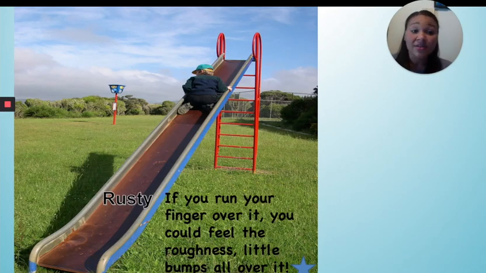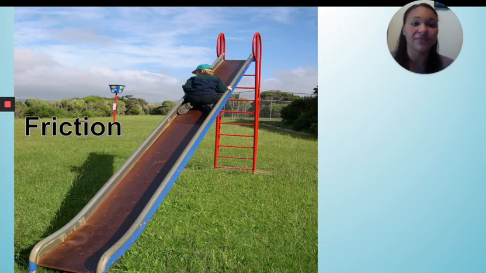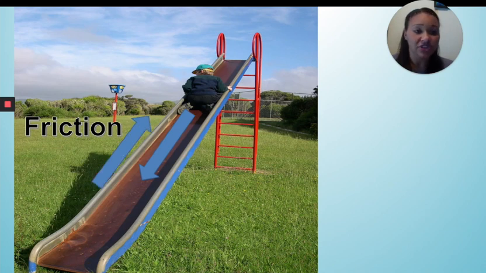But there are other slides that are made of different materials. Take this rusty old slide for an example. If you were to run your finger over it, you could feel all the roughness. It's these little bumps that are all over the slide. These little bumps cause friction. Friction, as you slide down the slide, your jeans and the material rub against each other. And the slide material pushes back against you. This causes you to slide slower.